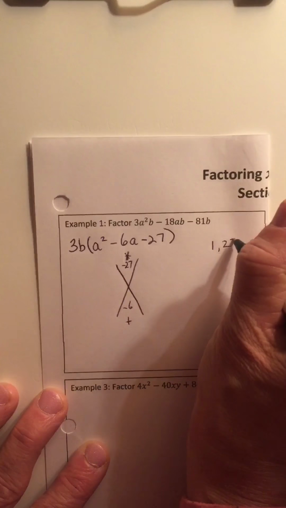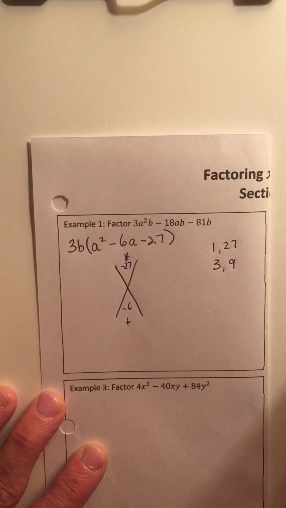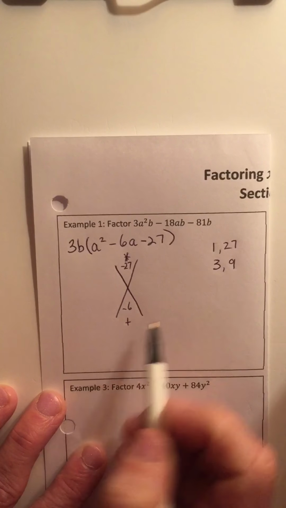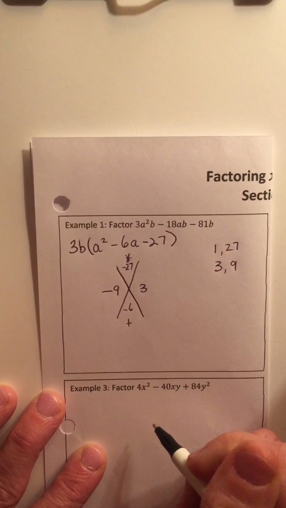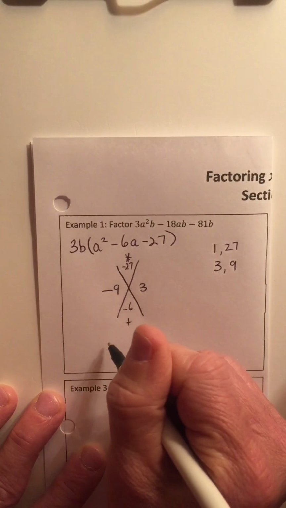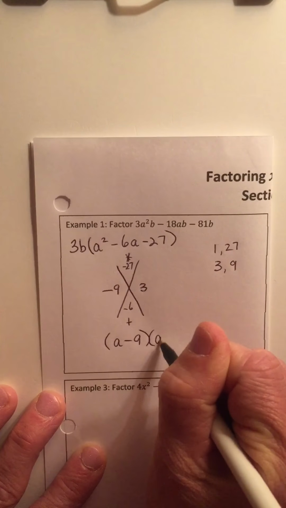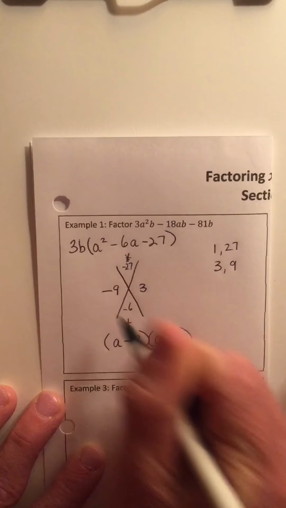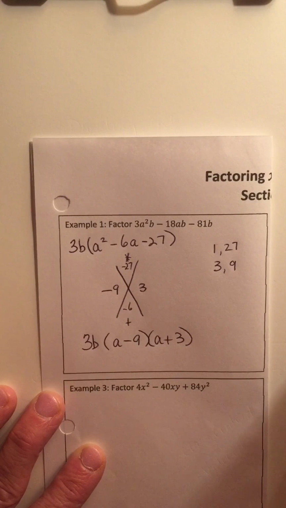1 and 27, 3 and 9. And let's look at what those signs need to be. To add to a negative 6, we need a negative 9 and a positive 3. Our binomials are a minus 9 times a plus 3, but we need to multiply by that 3b greatest common factor as well. Don't lose that greatest common factor that you already factored out.